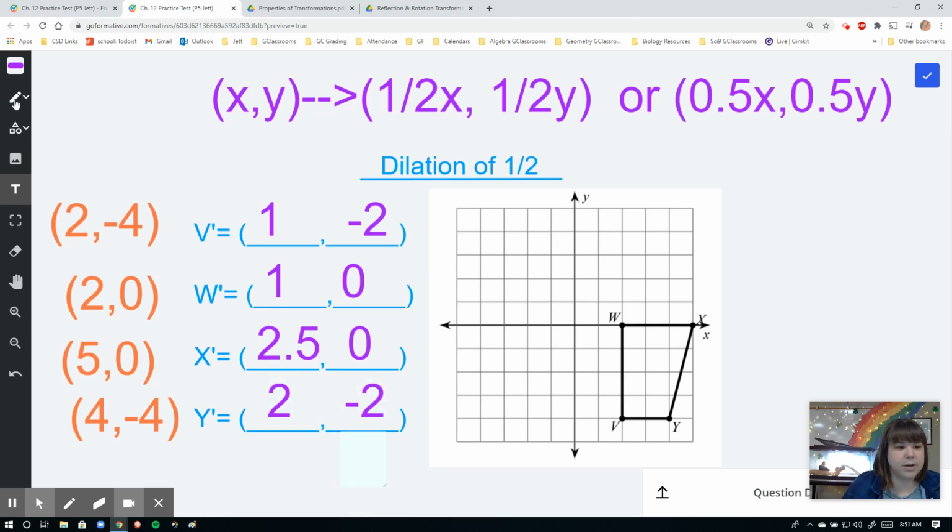So there's our points. I'm going to go ahead and plot those points. So first one is at 1, -2, so down 1, 2.